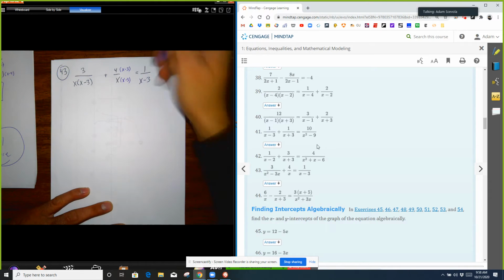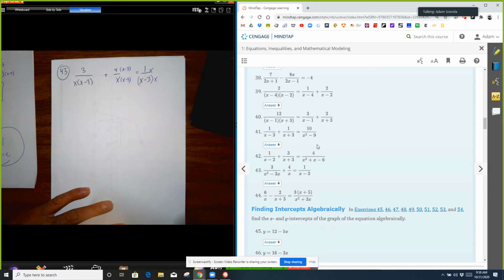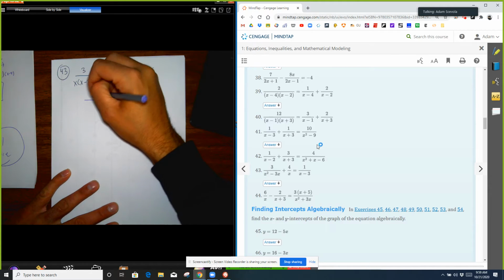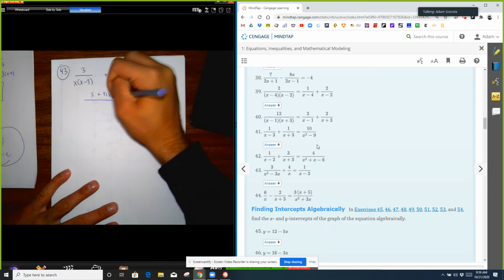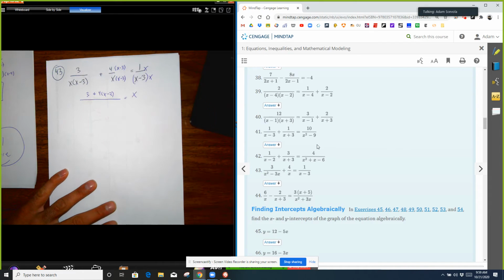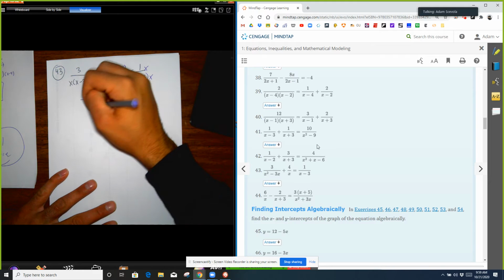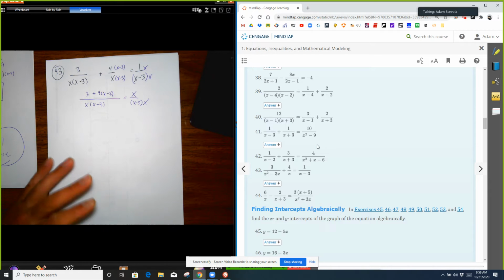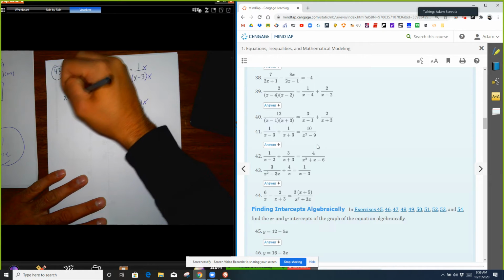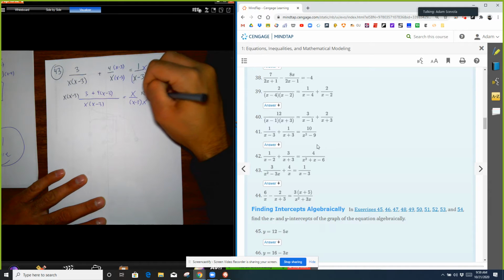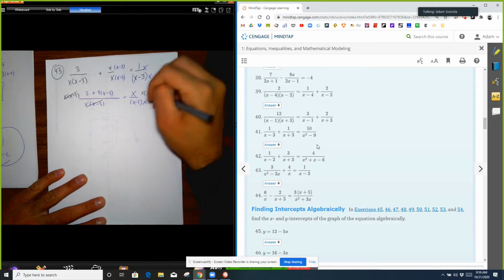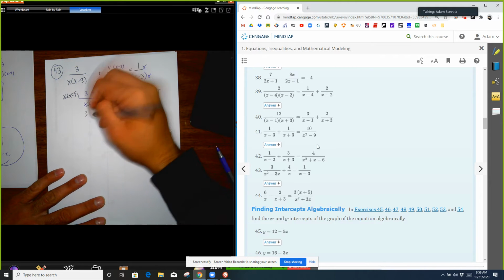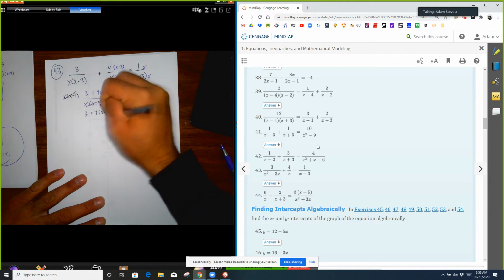So I did that, and I did that. And now we have 3 plus 4 times x minus 3 equals x, and this is over x times x minus 3, and this is over x times x minus 3. So another way I teach it is to multiply everything by the LCD. If you were to multiply the left and the right side by x times x minus 3, this would cancel out. So we're left with just this linear equation, 3 plus 4 times x minus 3 equals x.